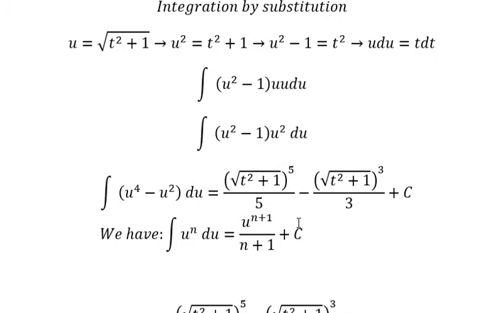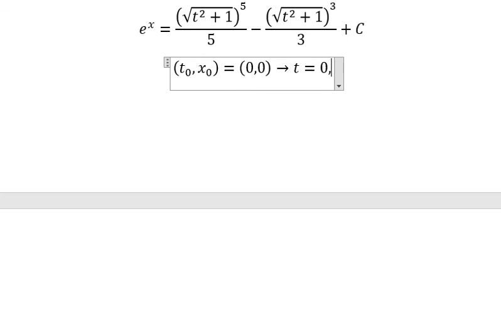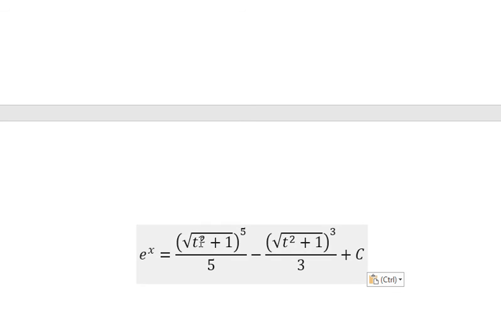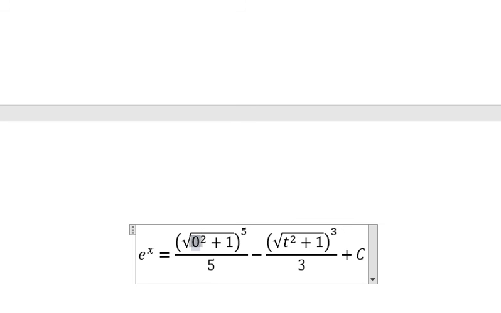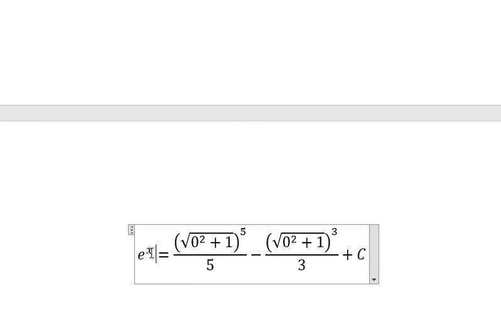That means when t equals to number 0, s equals to number 0. And now we put number 0 on here, here, and here to find the value of C.